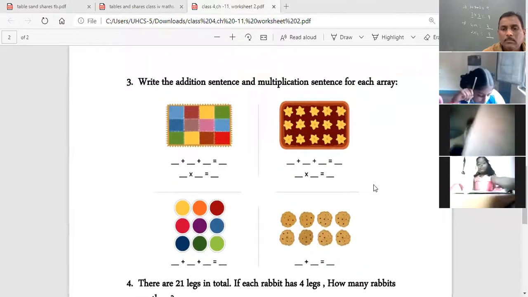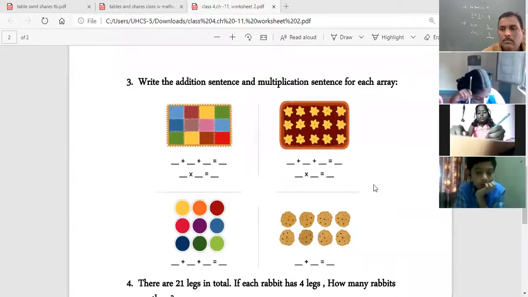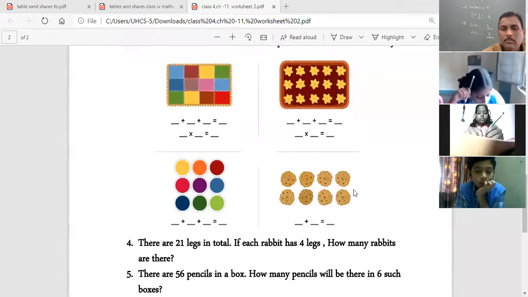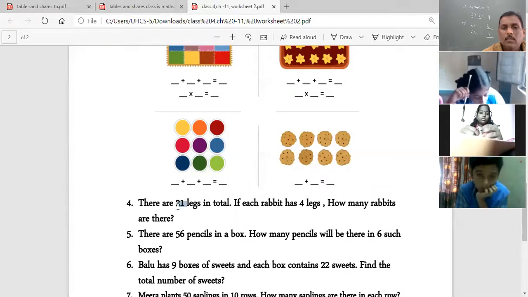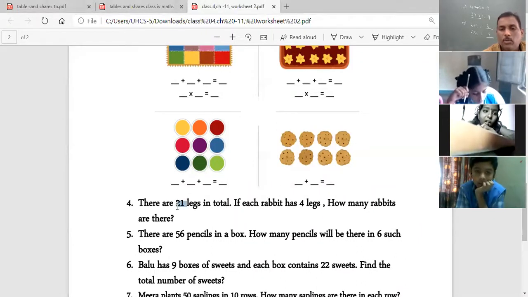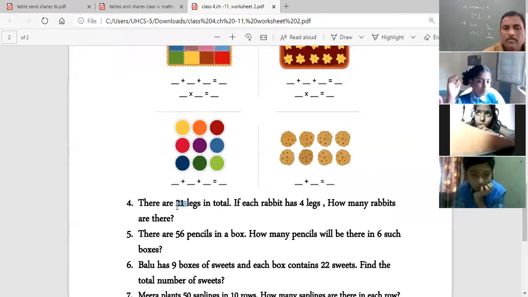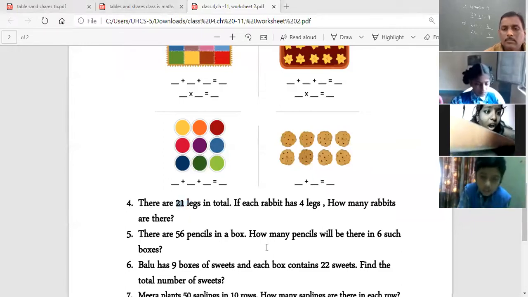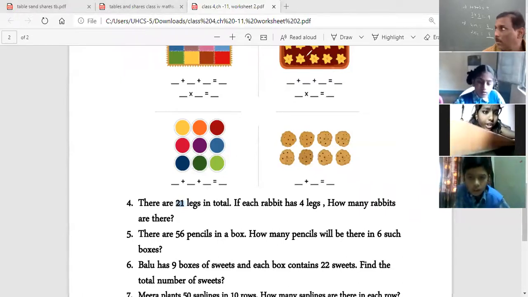There are 12 eggs in total. If each rabbit has 4 legs, how many rabbits are there? This is 20 legs, not 21. There are 20 legs in total. Each rabbit has 4 legs. How many rabbits are there?